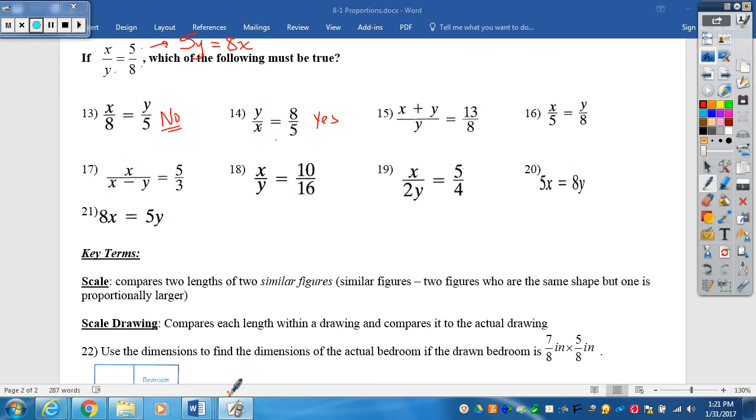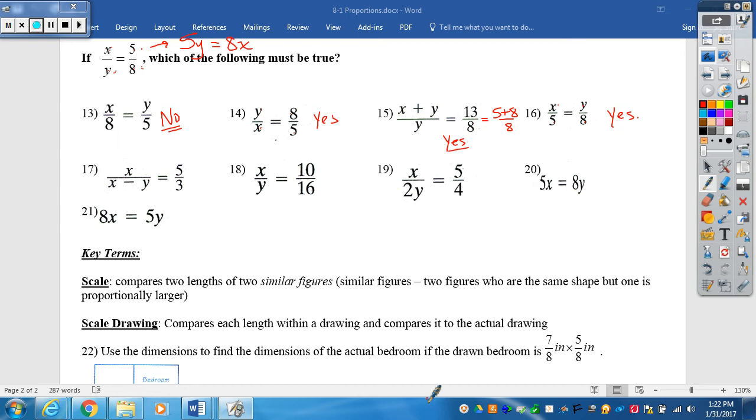Now, number 15, if I do x plus y over y, that would be 5 plus 8 over 8. 5 plus 8 is 13. And so as a result, this proportion is another way of writing the original proportion. For number 16, we have x over 5, follow that same pattern, y over 8. So you could say yes, this one would work out, or you could take the cross product, we have 5y and 8x, which is what we have up there. We know we're good to go.